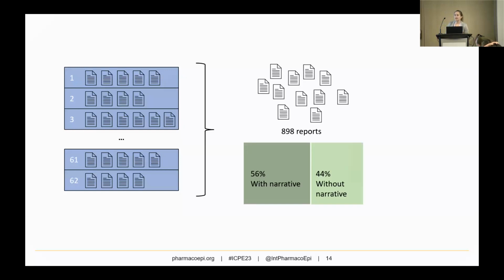These combinations consist of 898 reports, of which only 56 had a case narrative. So remember, I mentioned the narrative has often or could have the rationale, but if the narrative is already missing in Vigibase, we wouldn't know the rationale for those ones.